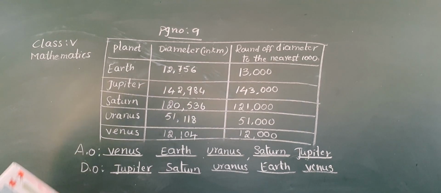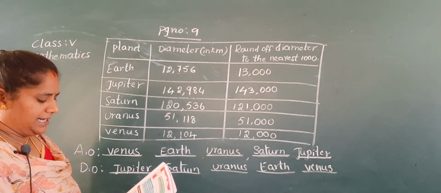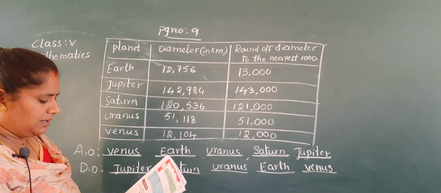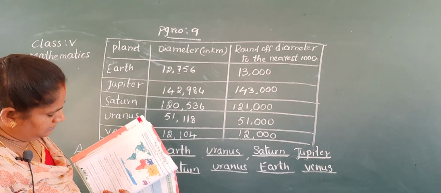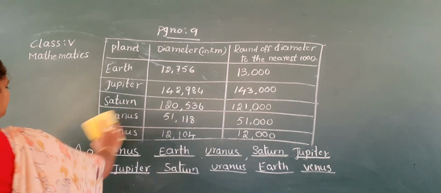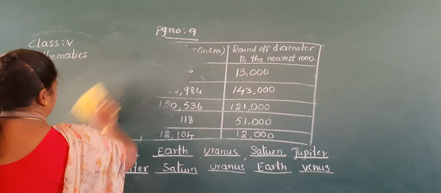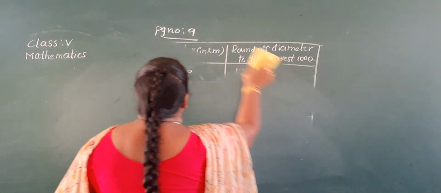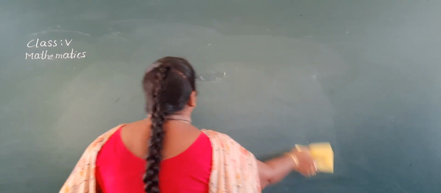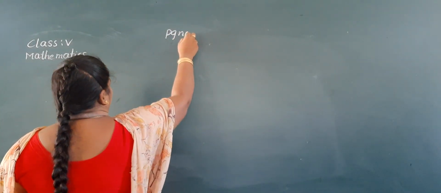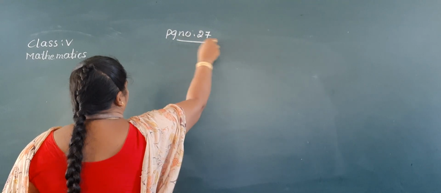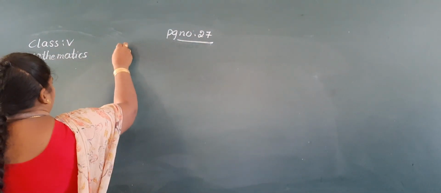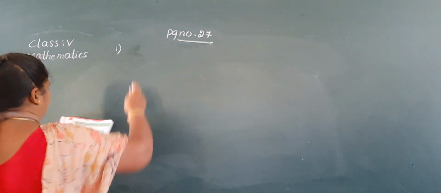Now open page number 27. Page number 27 I also didn't explain. Now all of you open page number 27 in your textbook. First one, see what is given.